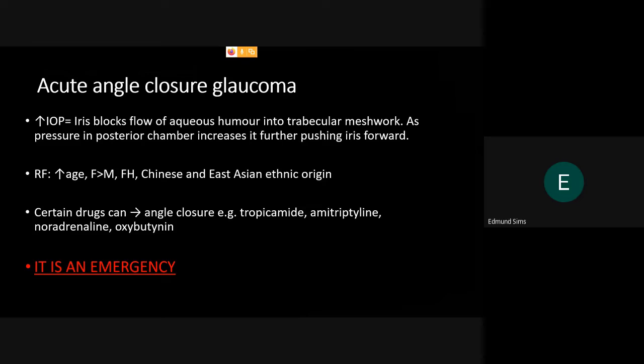Risk factors. As you get older, your risk increases. That's pretty much the same for everything I can think of. Perhaps not pyloric stenosis, but most things. Females are at greater risk. Family history is a huge risk factor, and there may be some variation among ethnicities. As I said, certain drugs can lead to an acute closure: tropicamide, amitriptyline, noradrenaline, or oxybutynin. This is a sight-threatening emergency, so this is not one to miss.